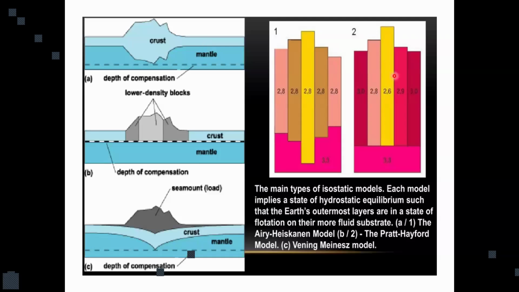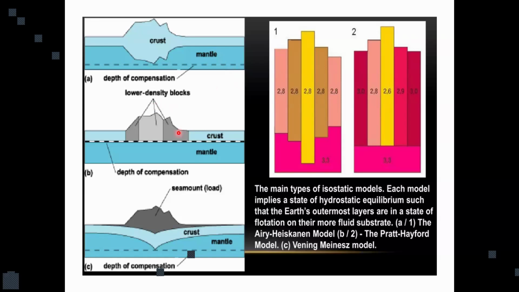And that is what we have here. For equilibrium to be achieved, you can see this one is tall. It said all of them have the same density. You can see the same density, 2.8, 2.8. But any one that is taller, like this yellow, is also the deepest. If this one is taller than this, it must also be deeper than that. All of them have the same density. That is the Airy model.